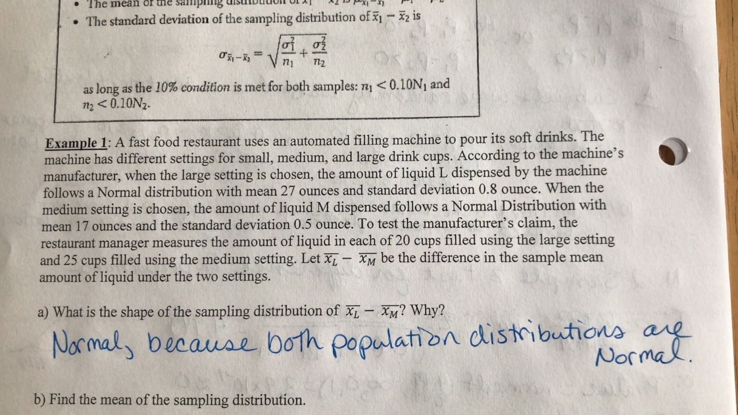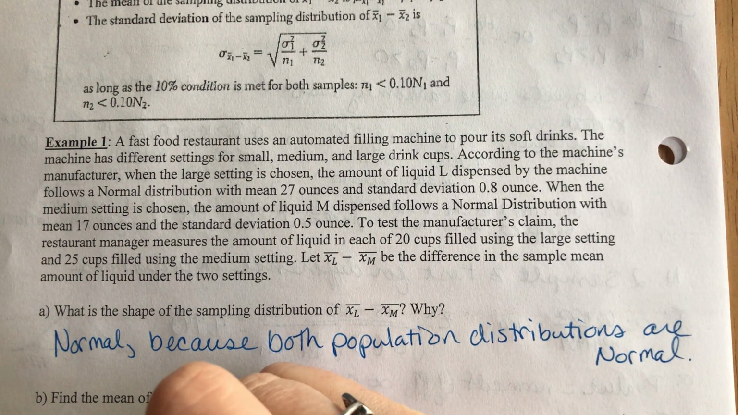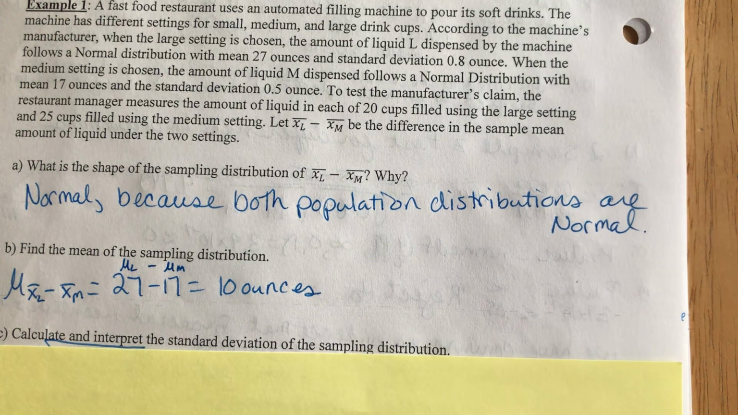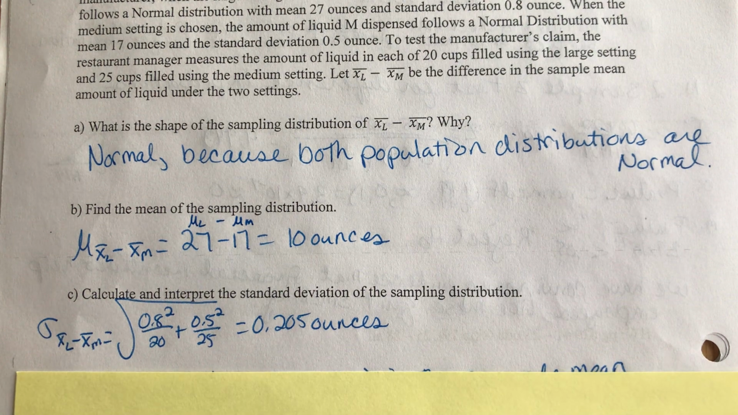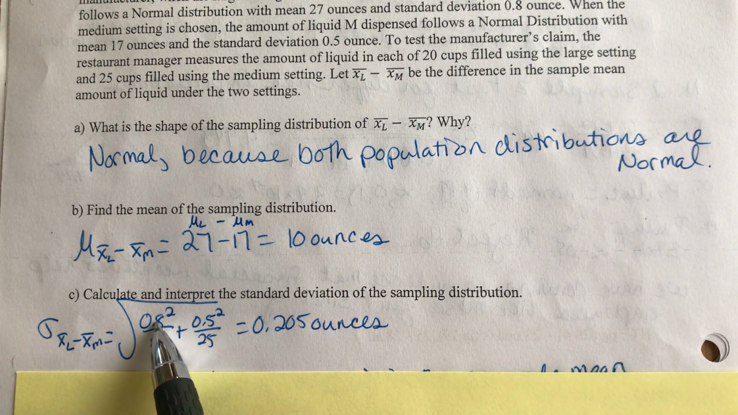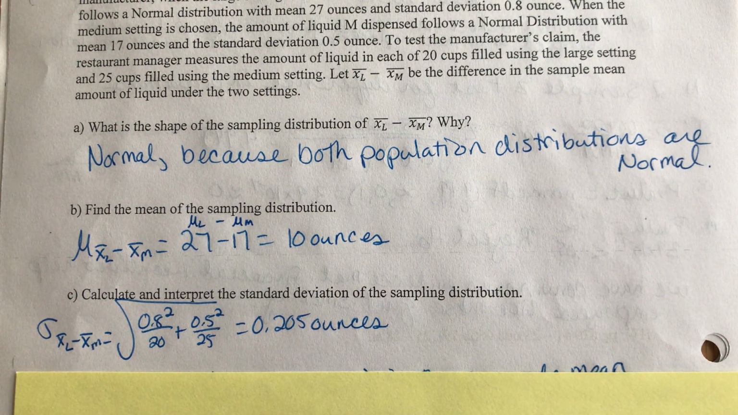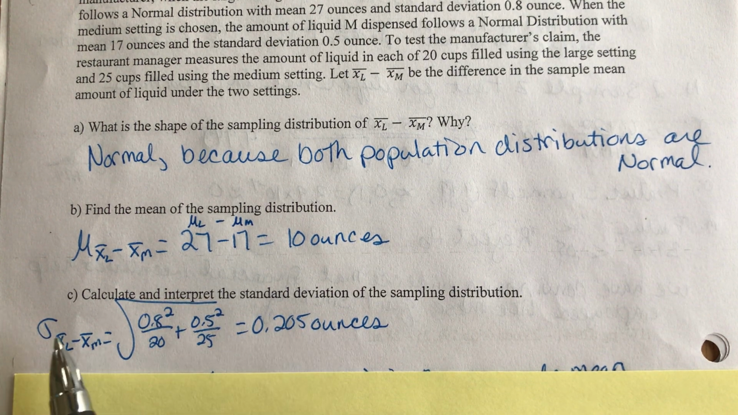To find the mean of your sampling distribution, it's going to be large minus medium: the mean of large minus the mean of the medium, and you would get 10 ounces. If we want to calculate and interpret the standard deviation, it's the standard deviation for the sample mean of larges and sample mean of mediums. So it's the large standard deviation squared over 20 plus medium standard deviation squared over 25, because those were the two sample sizes in the second to last sentence of the problem. So we get 0.205 ounces as the standard deviation of the difference.